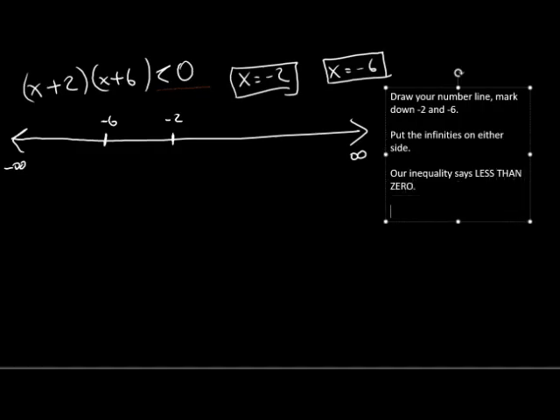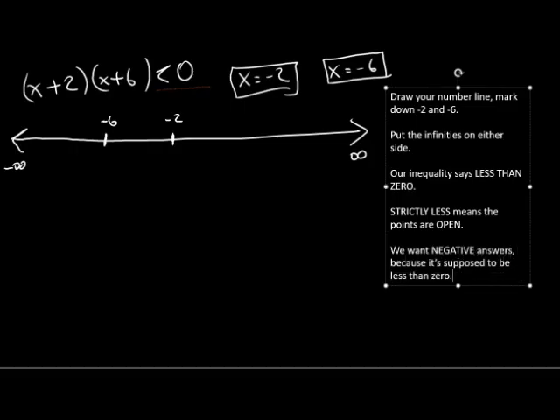This tells us two things. The first thing is that we have a strictly less than symbol, and so our negative 2 and negative 6 will be open circles, because if we have strictly less, those will always be open. We also know that we want our expression x plus 2 times x plus 6 to be less than 0 or negative. So I'll stop for a minute and make a note that our condition to satisfy the inequality is that our answer must be negative and the circles must be open.